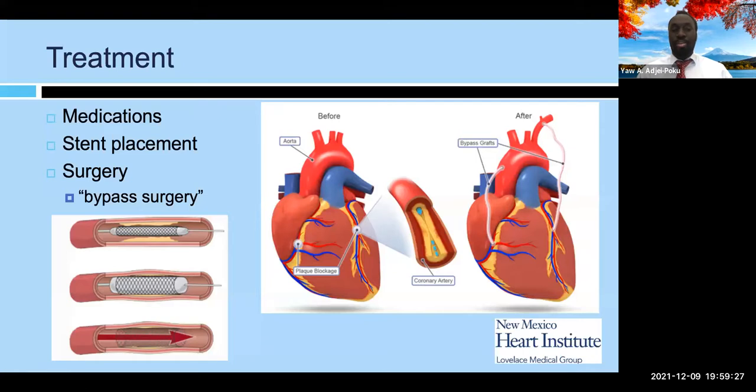So bypass surgery is something that we do routinely in patients that have a lot of different blockages in different parts of their heart.